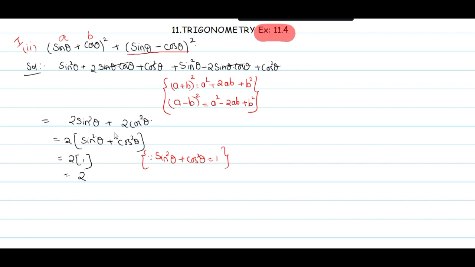Can we take 2 common here? Of course. So, 2 when we take common, here the first term is left with only sin square theta plus this is we have taken outside and cos square theta. What do we do when we are taking common?